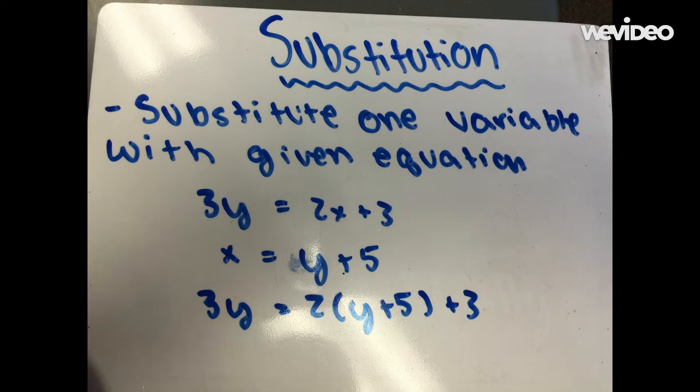The second method for solving systems of equations algebraically is substitution, and we use this when we're given what one variable already equals. So here that variable would be what x is, because we have x equals y plus 5. So we would plug in what x equals in the first equation with y plus 5. So in this case we'd have 3y equals 2, and then parentheses y plus 5, plus 3.